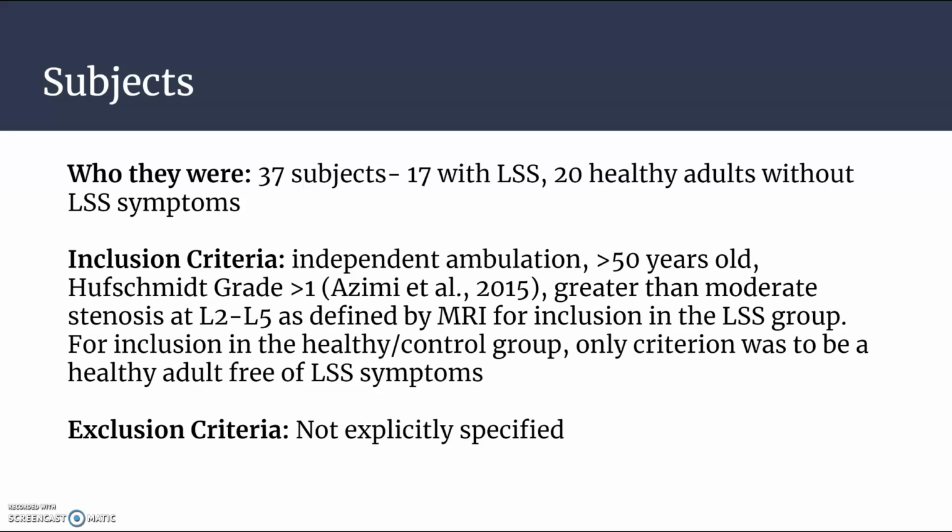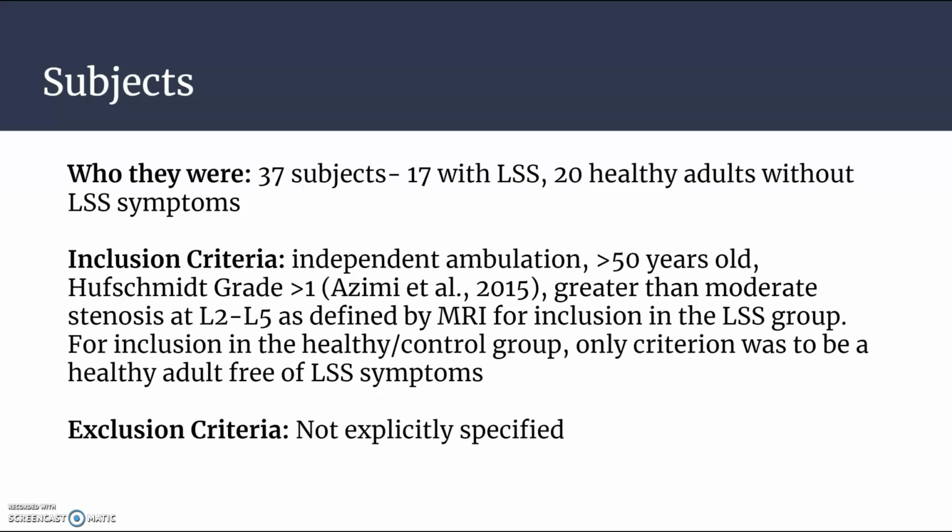So moving into the study now, there were 37 subjects, 17 with LSS, and then 20 healthy adults without those LSS symptoms. The inclusion criteria to be included in the LSS group were pretty specific. Independent ambulation, so walking on your own, is required, age over 50, Hufschmidt grade 1, so this refers to the severity, a decent severity of observed clinical signs pertaining to LSS, and greater than moderate stenosis in the lumbar region as shown by MRI.